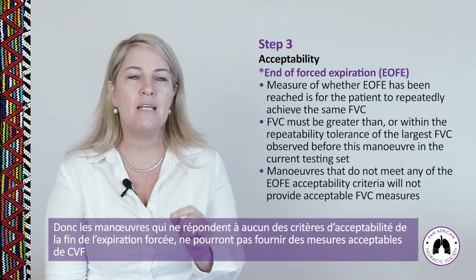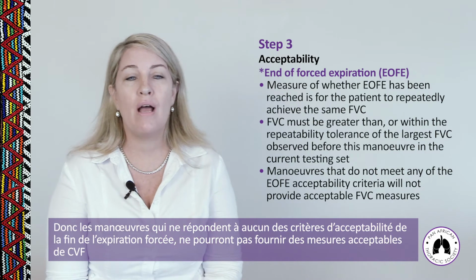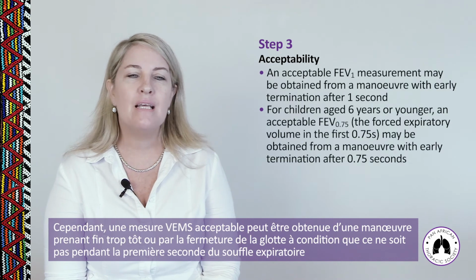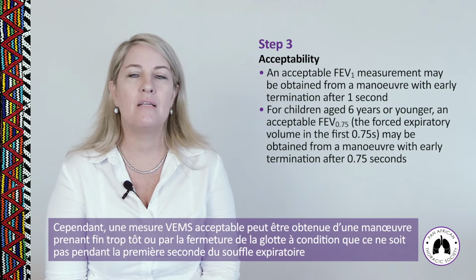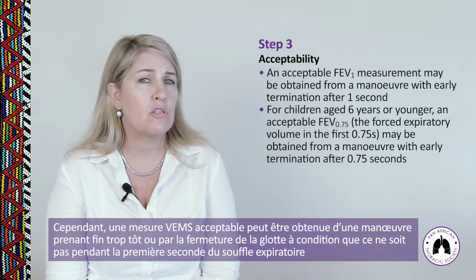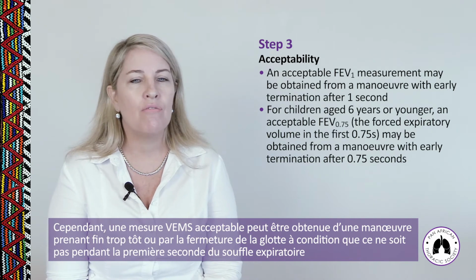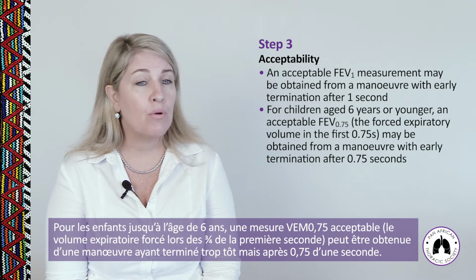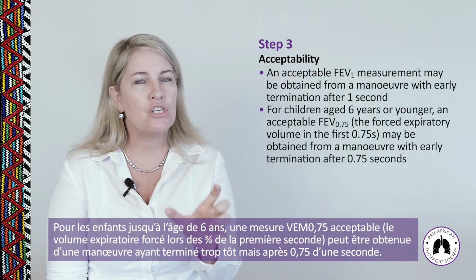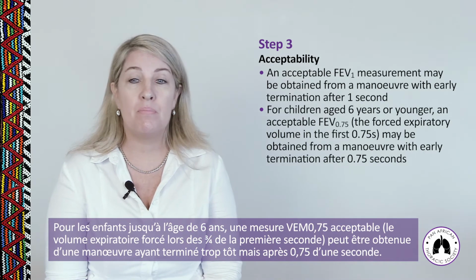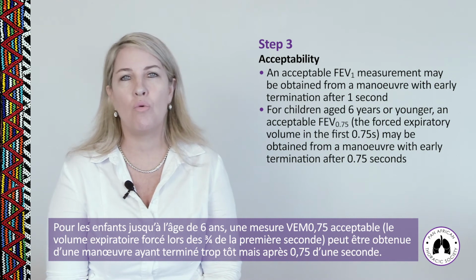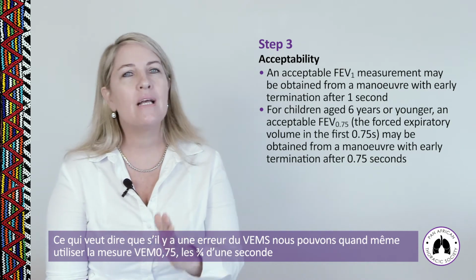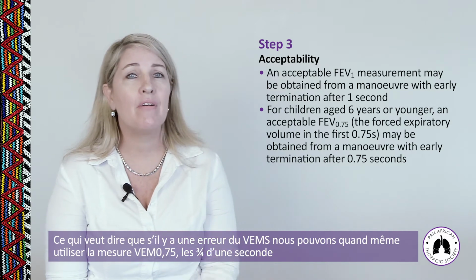So maneuvers that do not meet any of the end of forced expiration acceptability criteria will not provide acceptable FVC maneuvers. However, an acceptable FEV1 measurement can still be obtained from a maneuver with an early termination or a glottis closure, as long as it's not in the first second of the blow. For children who are aged 6 years and younger, an acceptable FEV 0.75, so that's the volume of air measured at 3/4 of a second, may be obtained from a maneuver with early termination after 0.75 seconds. So what that means is that if there is an error in the FEV1, we can still use the FEV 0.75, 3/4 of a second.